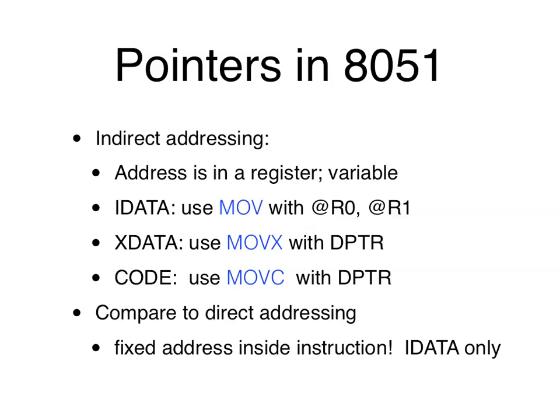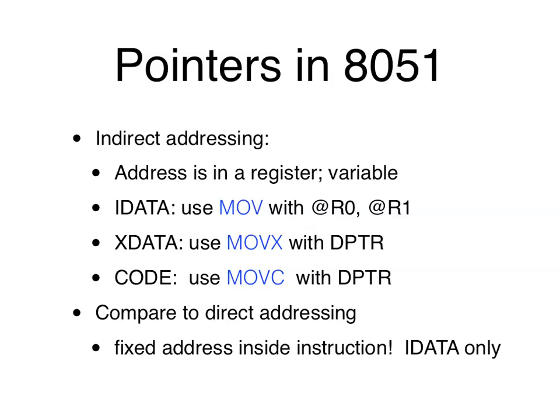And you might ask, why just two? Well, usually two is enough because if you use one of them as a source, one of them as a destination, then that's actually enough. Now, if you were accessing either X data or code space, then you should use DPTR. So you would load the DPTR and then do the move X or move C.